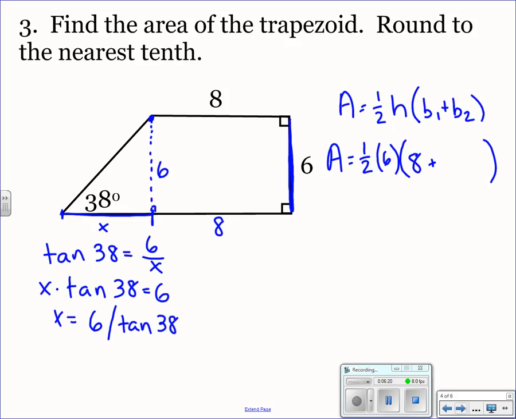Now find that in your calculator. I'm not going to pull up my calculator. That's just a matter of typing that in the calculator. That's 7.7. So therefore, the whole other base is 15.7. So the area of our whole trapezoid is 71.1. And again, I didn't give us units, so we don't have to put in units squared.